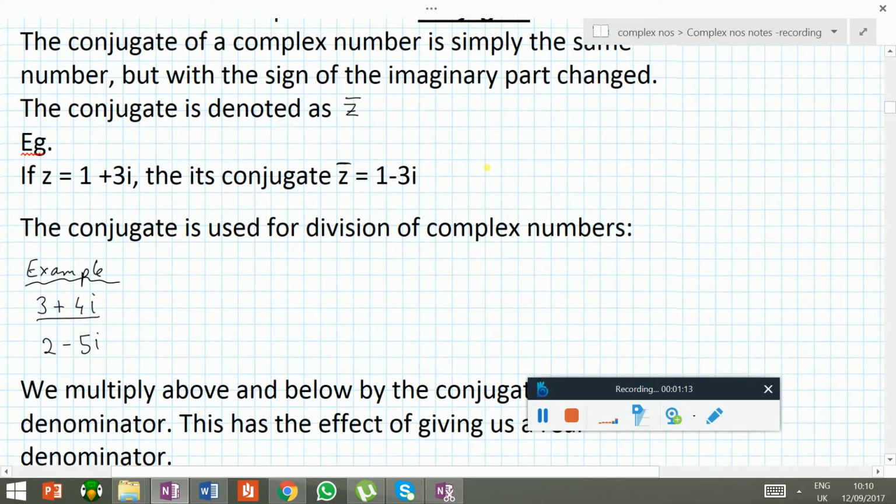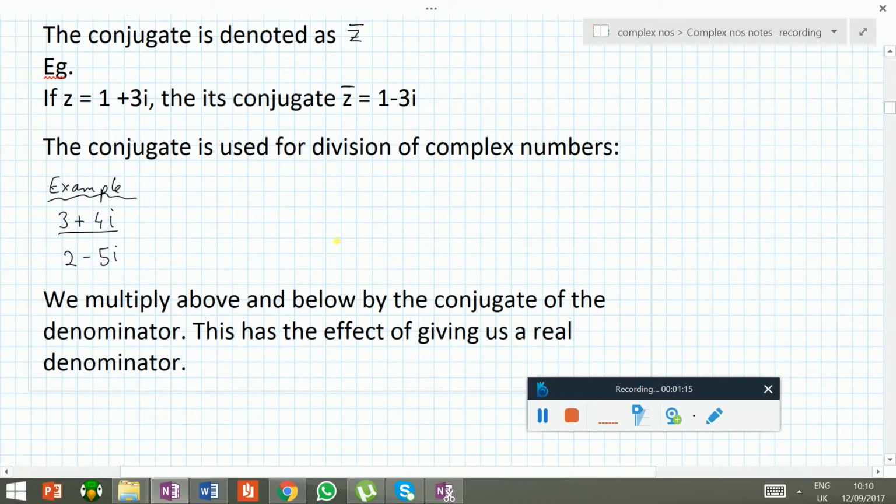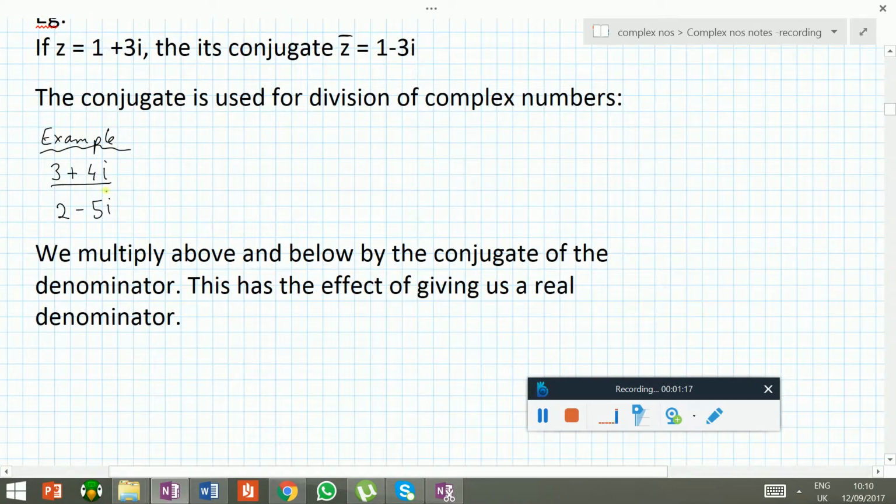So let's look at how we use this when we're dividing by a complex number, as we are in this example here. What we do is multiply above and below by the conjugate of the denominator, in order to get rid of the complex number in the denominator. And here's how it works.